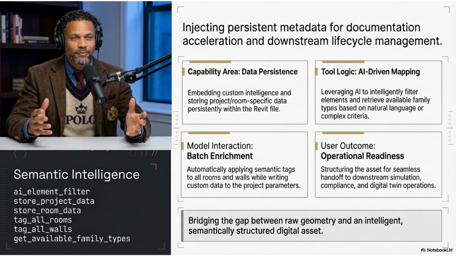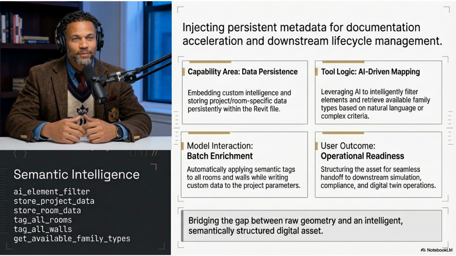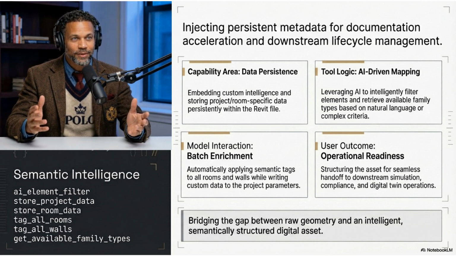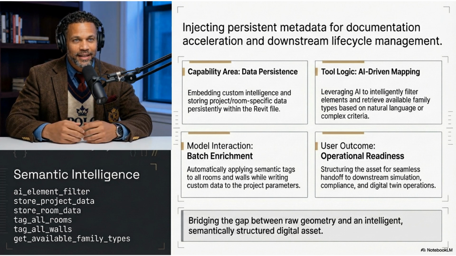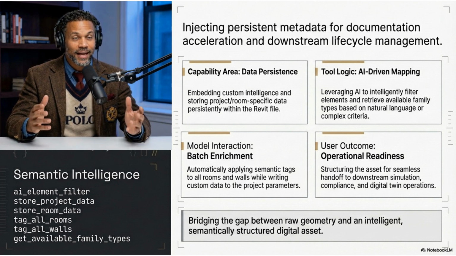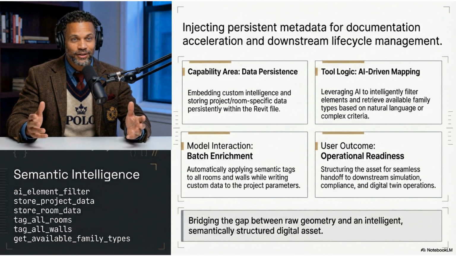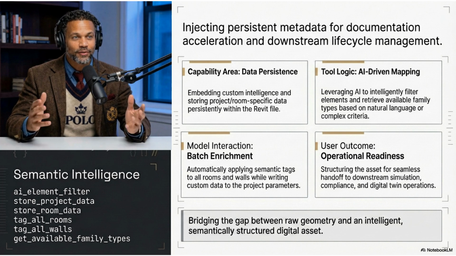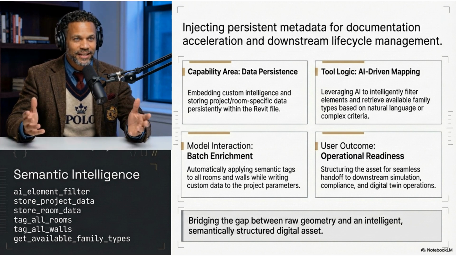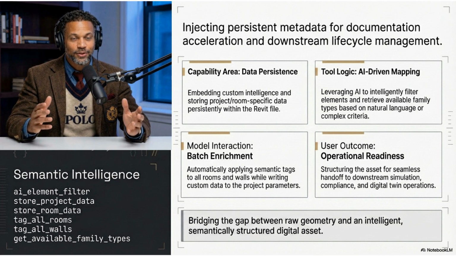Here, Digitalchemy moves from model control into semantic intelligence. We can filter elements with AI, persist project and room data, apply tags at scale, and enrich the model with structured metadata that supports documentation and lifecycle use. In practical terms, this is where a BIM model becomes less of a geometric performance and more of an operationally relevant asset, because if the intelligence lives outside the model, it usually ends up living in somebody's inbox.